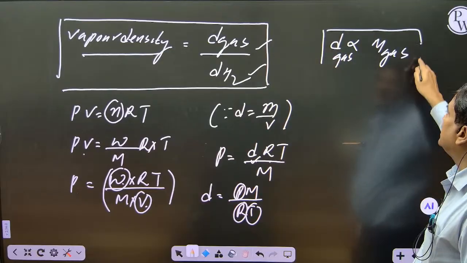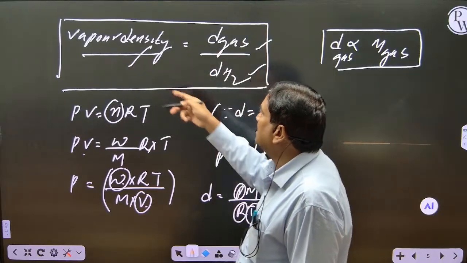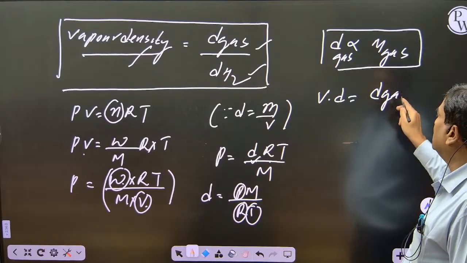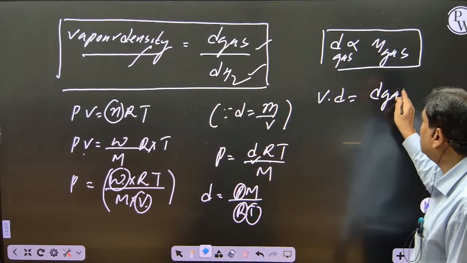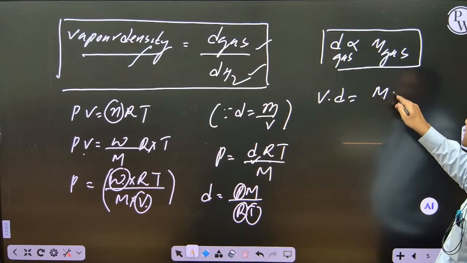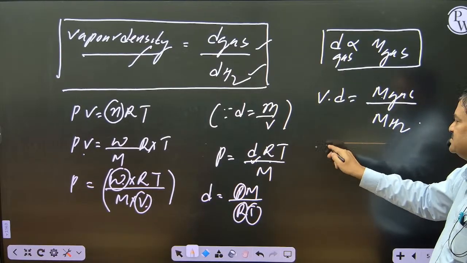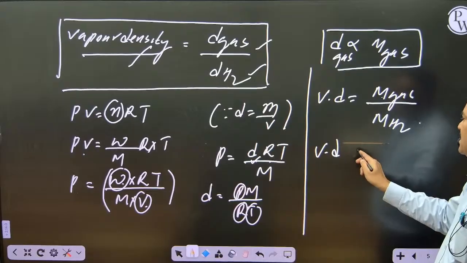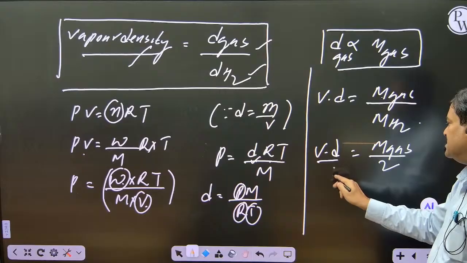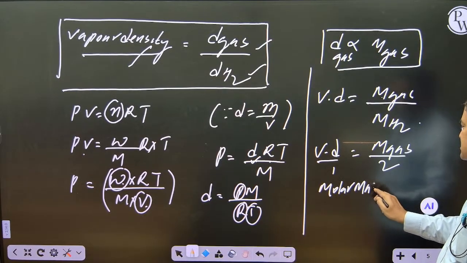Since density is directly proportional to molar mass, in place of density what can I write? So vapor density of the gas is equal to molar mass of the gas by molar mass of whom? Hydrogen, no? So what is the molar mass of hydrogen, students? Molar mass of hydrogen is 2. Then what is the relation? Molar mass of the gas is equal to vapor density into 2.